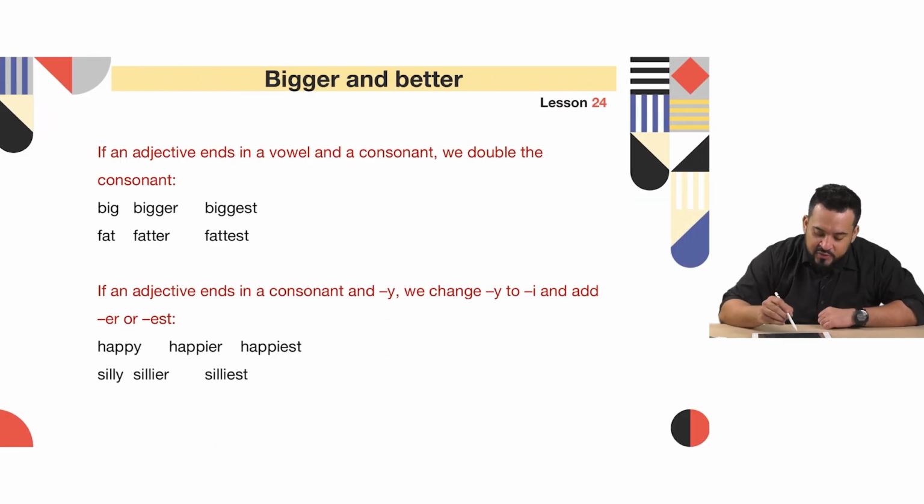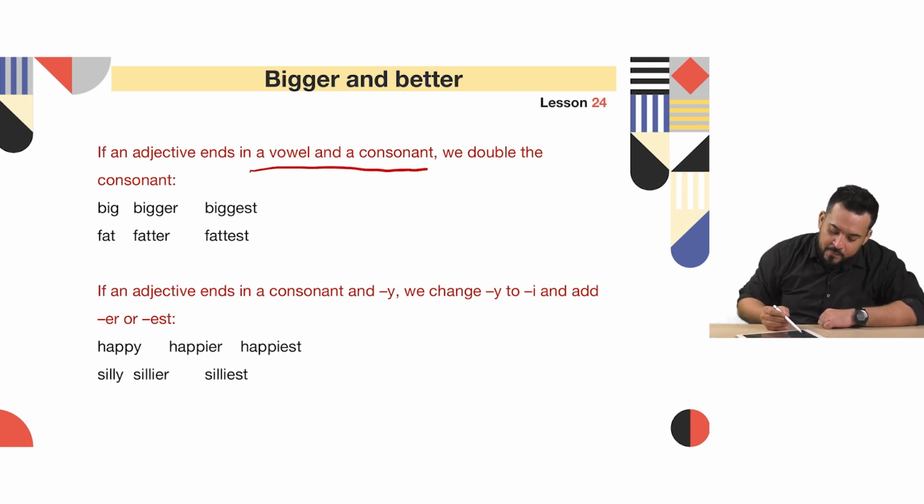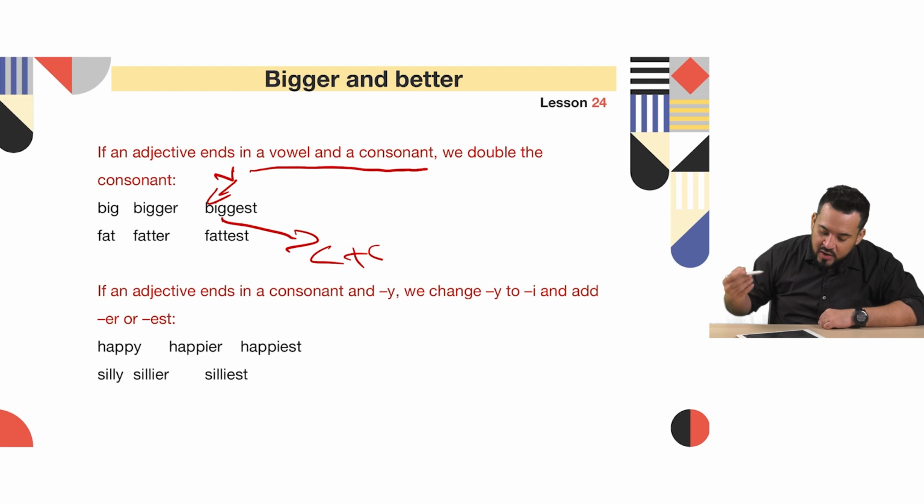Now, if the adjective ends in a vowel and a consonant, we double the consonant. Okay, like for example, big, bigger, fat, fatter, biggest, fattest. So if the letter before the last is a vowel, and the last letter is a consonant, we double the consonant, right? So big becomes bigger, fat becomes fatter.